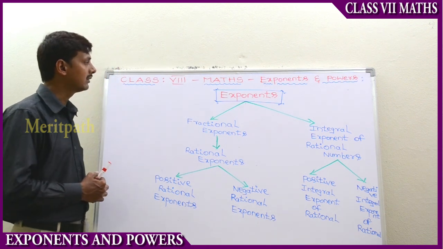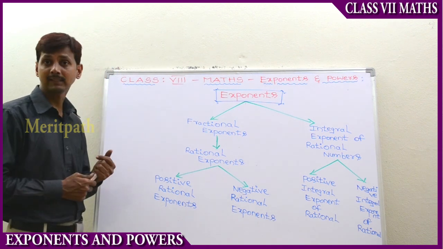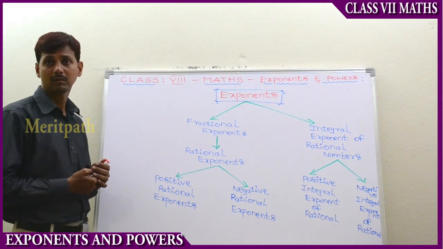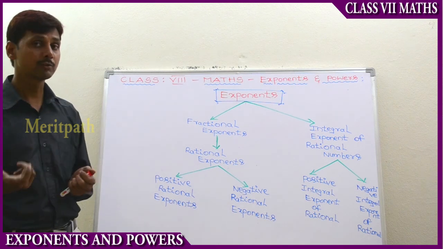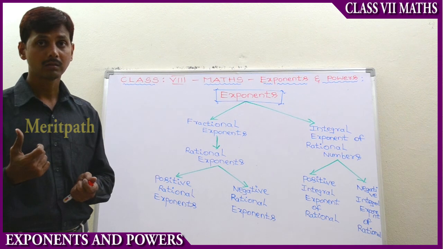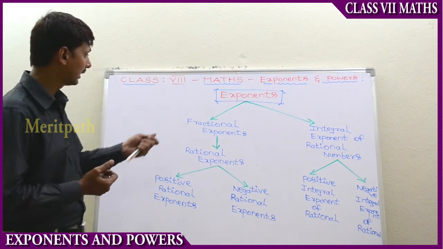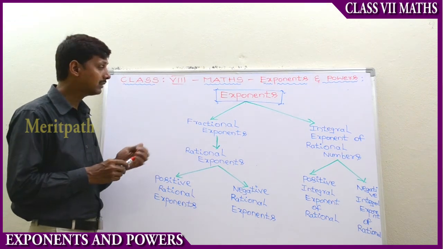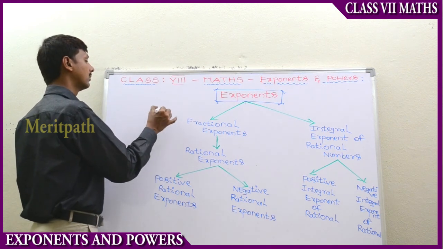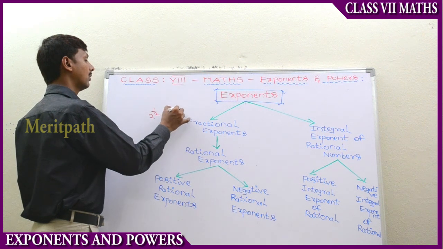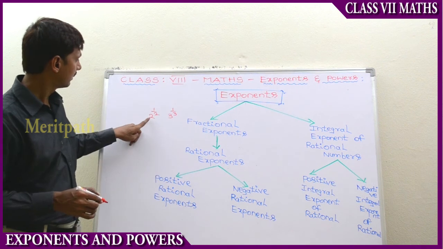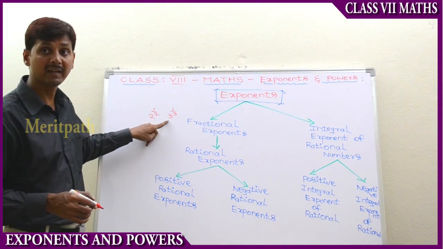Starting with fractional exponents. A fraction is nothing but like 1 by 2, 3 by 4 and so on. When the exponent is a fraction, we call it a fractional exponent. For example, 2 power 1 by 2 or 3 power 1 by 3 is called a fractional exponent.